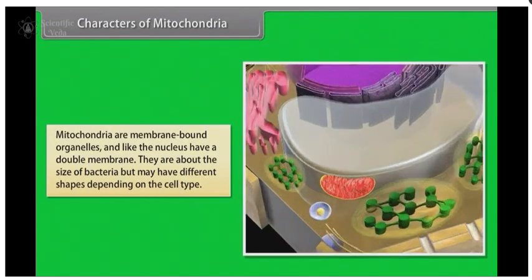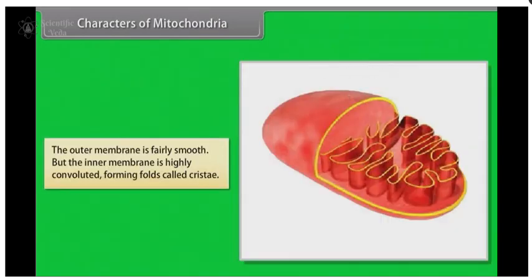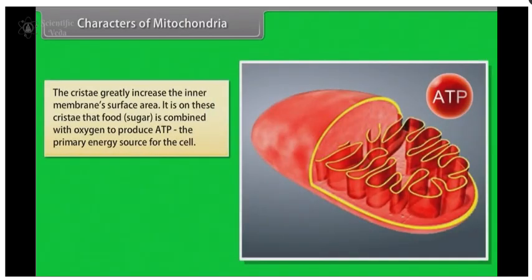Characters of mitochondria. Mitochondria are membrane-bound organelles and, like the nucleus, have a double membrane. They are about the size of bacteria but may have different shapes depending on the cell type. The outer membrane is fairly smooth, but the inner membrane is highly convoluted, forming folds called cristae. The cristae greatly increase the inner membrane's surface area. It is on these cristae that food, sugar, is combined with oxygen to produce ATP, the primary energy source for the cell.